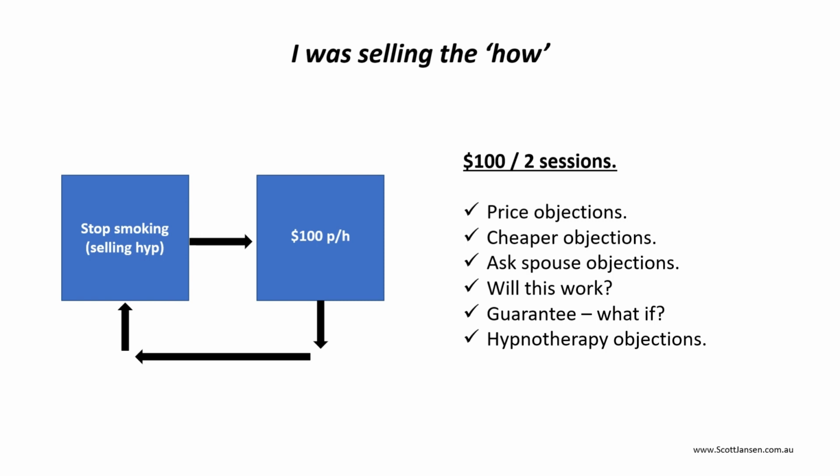This is the traditional model. We forget about talking about the most important thing, which I'll get to very soon, and we concentrate on selling the way that we do things, this thing we call hypnotherapy. This little diagram here was my entire business model. So how it worked was I'd have the stop smoking, okay, that was my niche, and the way I would sell people into this niche was just selling the hypnosis.